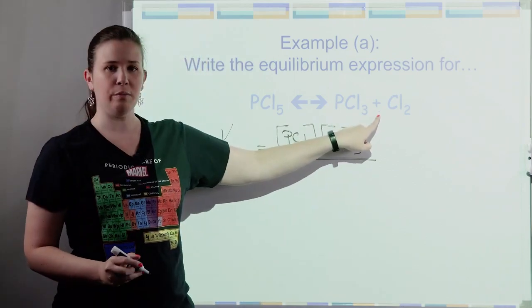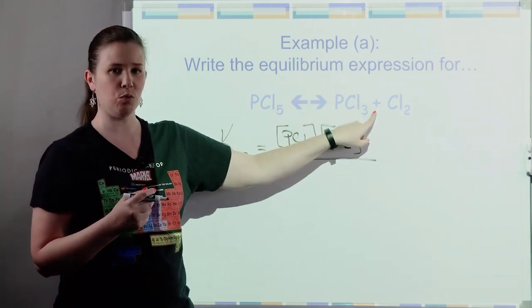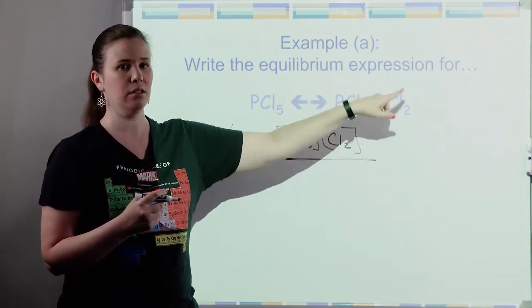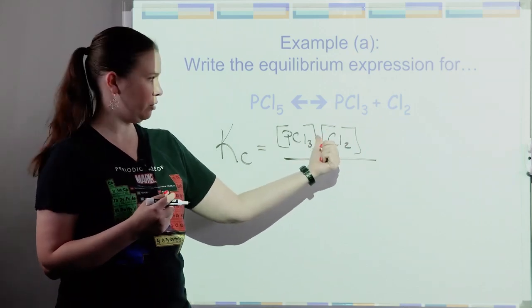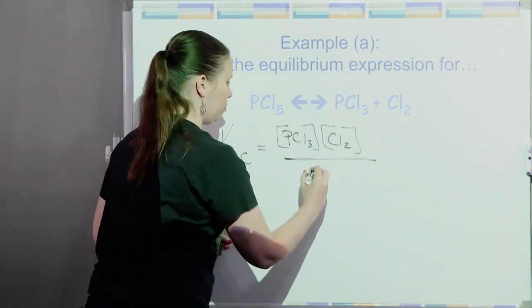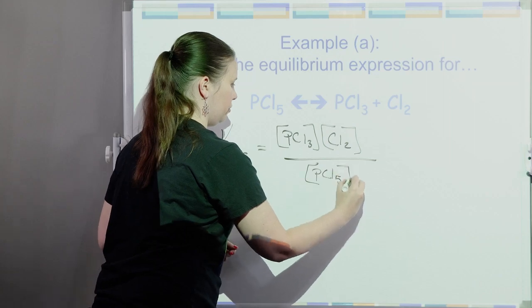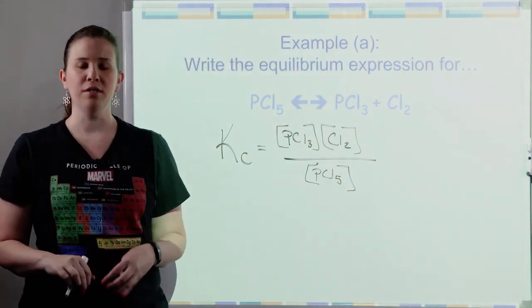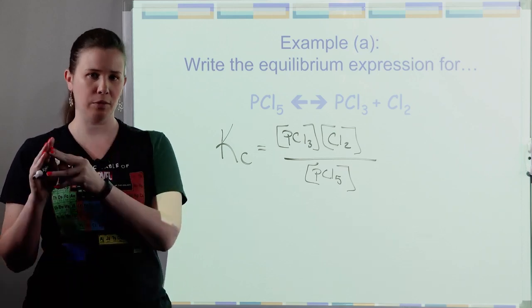I know that there is a plus sign in the equation because this reads we're forming PCl3 and Cl2, but the formula is multiplication. So do not include the plus sign when you set up the products on top. Now I want to put my reactant on the bottom. PCl5.